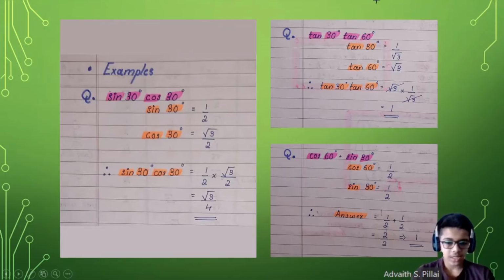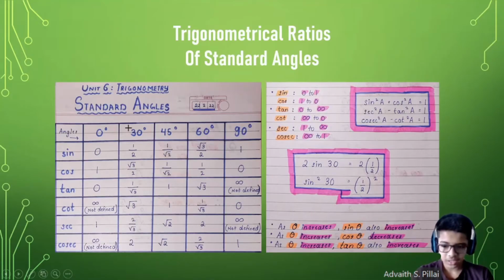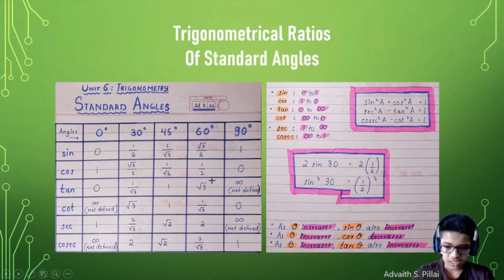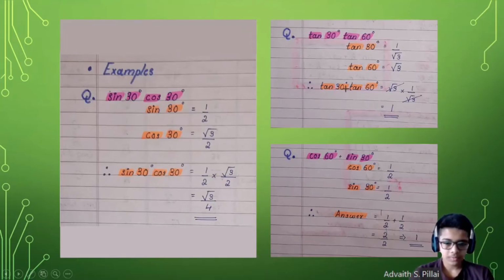Okay guys, the next question is tan 30 tan 60. The value of tan 30 is 1 by root 3, and tan 60 is root 3, as you can see here. So the answer will be root 3 into 1 by root 3. So root 3 gets cancelled and the final answer is 1.